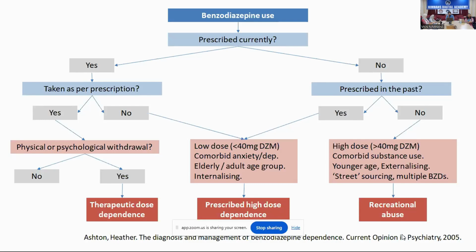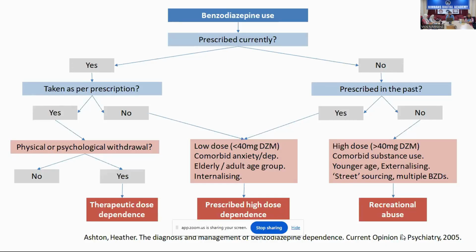So, benzodiazepine use, was it prescribed currently? Yes. Was it being taken as per prescription? Yes or no. If it was being taken as per prescription, then look for physiological or psychological withdrawal. If it's not happening, it's fine. But suppose it is happening, then it is something called a therapeutic dose dependence.